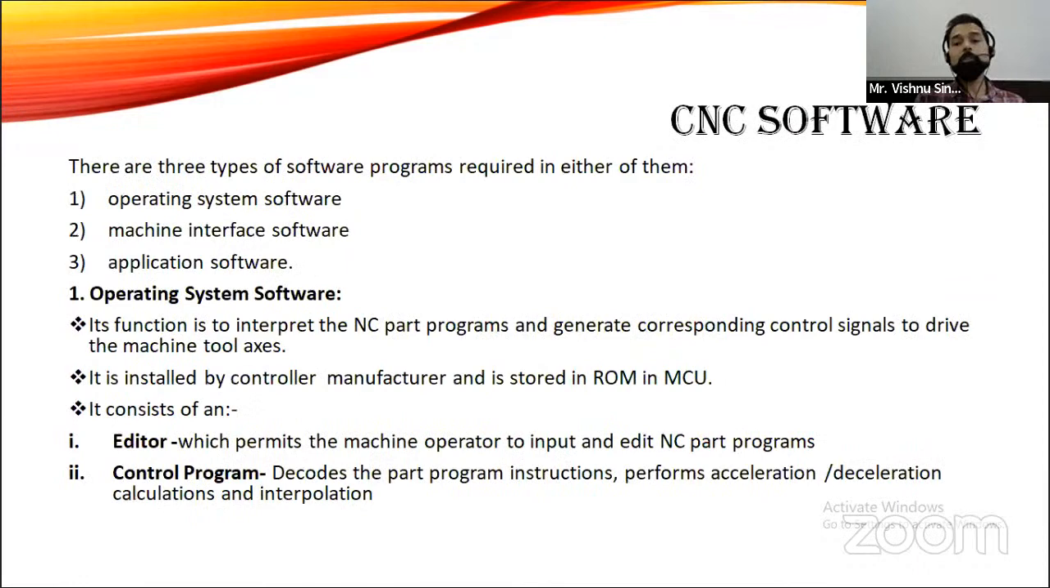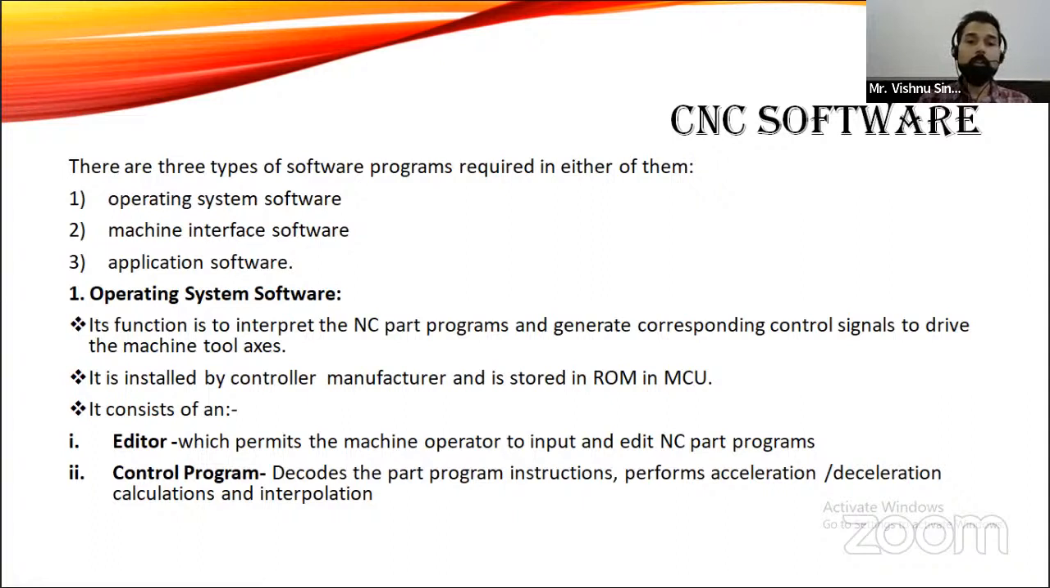Then the next topic is what software we generally use in a CNC machine. Obviously, in any type of machine, we have to have some sort of software to perform it. So there are three types of software that are used in a CNC machine. Firstly is the operating system software. Its function is to interpret the NC part program and generate the corresponding control signals to drive the machine tool axes. It is installed by the controller manufacturer and is stored in the ROM in the MCU.